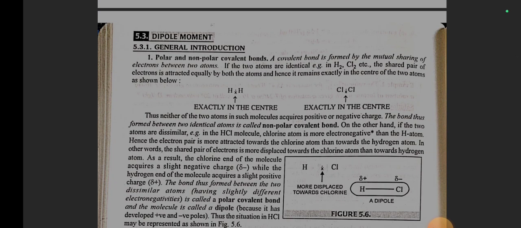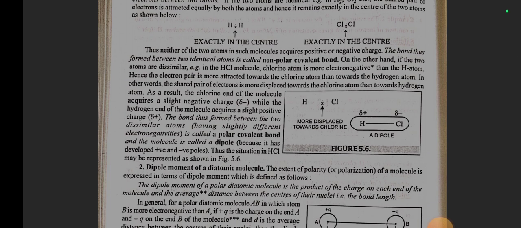Dipole moment. General introduction. Polar and non-polar covalent bonds. A covalent bond is formed by the mutual sharing of electrons between two atoms. If the two atoms are identical, for example in H2, Cl2, etc., the shared pair of electrons is attracted equally by both the atoms, and hence it remains exactly in the center of the two atoms as shown below. Thus, neither of the two atoms in such molecules acquires positive or negative charge. The bond thus formed between two identical atoms is called a non-polar covalent bond.